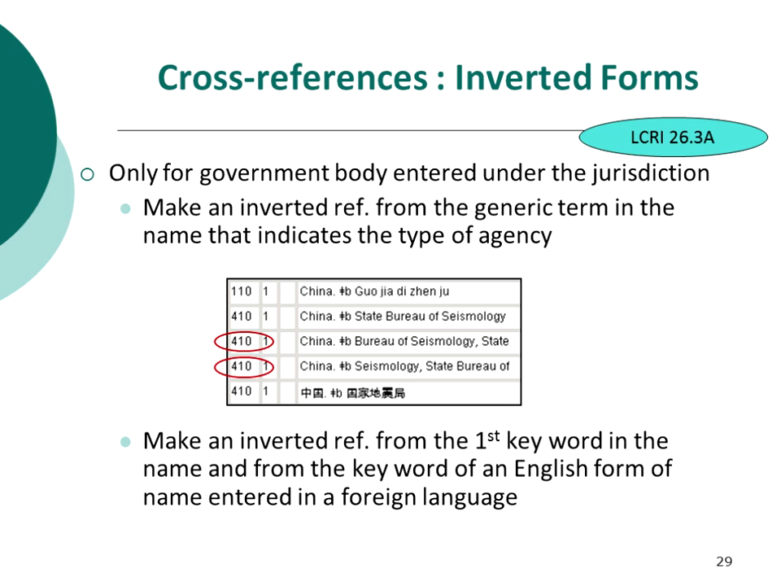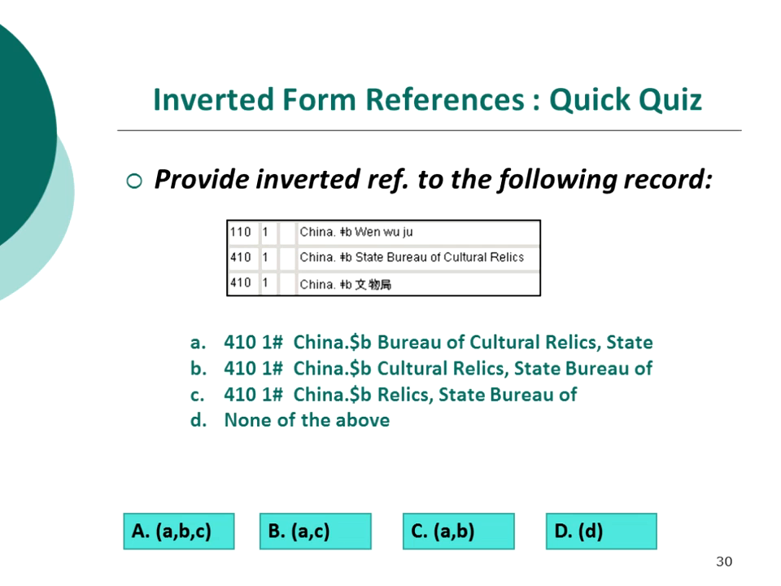The first one is from the generic term that indicates the type of agency. The second one is from the keyword of an English form of the name. All right, let's test ourselves and see how well we understand inverted form references. Take a one-minute pause. Let's start.